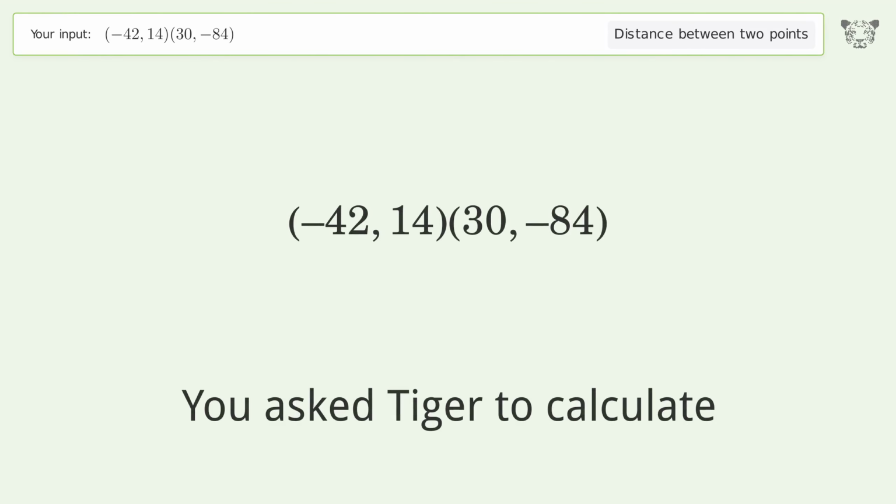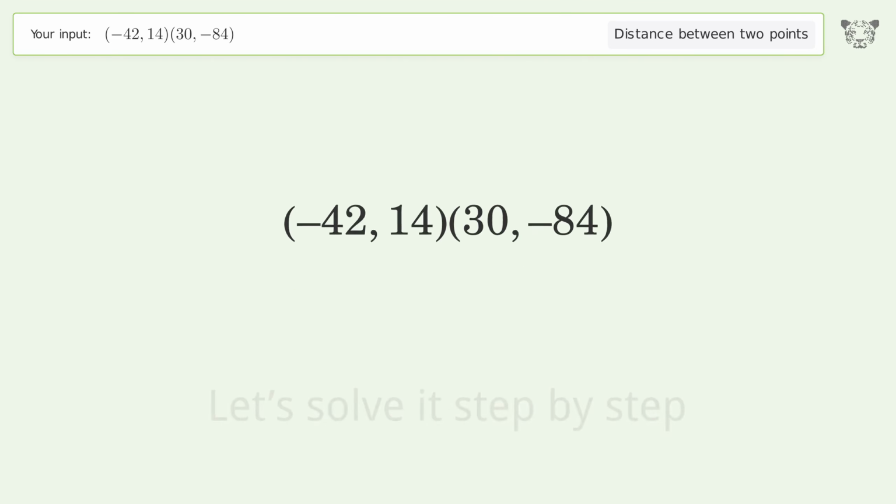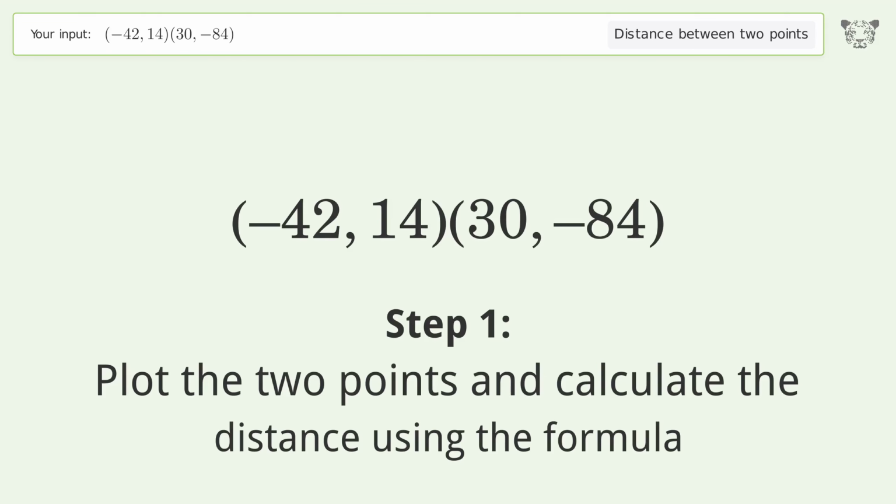You ask Tiger to calculate. This deals with the distance between 2 points. The distance between the 2 points is the square root of 14,788, or 121.606. Let's solve it step by step. Plot the 2 points and calculate the distance using the formula.